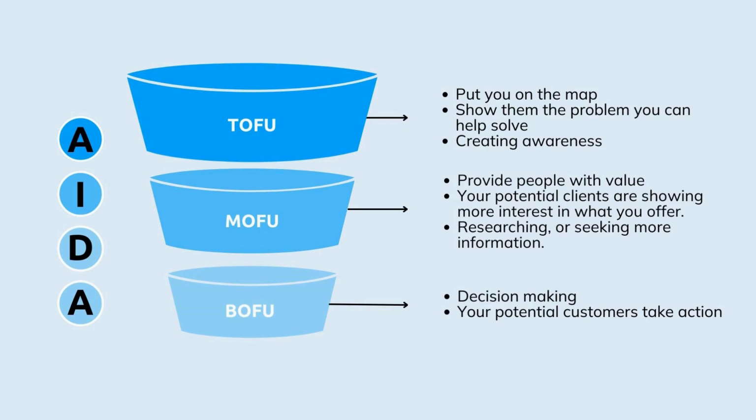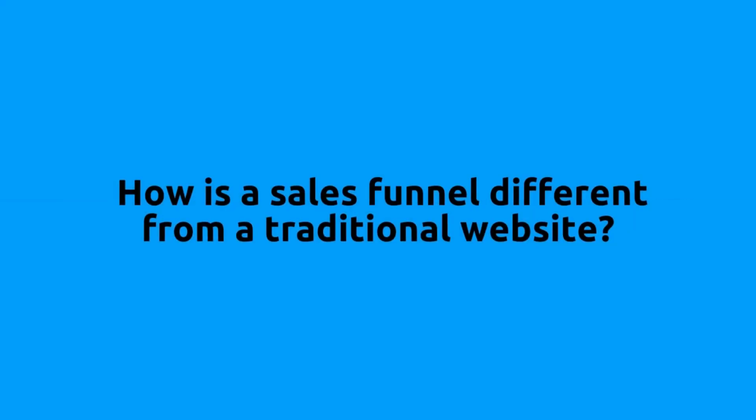Now, you might be wondering, how is a sales funnel different from a traditional website? This is a question that we get a lot. A traditional website typically offers a wide range of information, products, services all at once. So, visitors can explore various sections in no particular order. In contrast, a sales funnel is highly focused, so it gives visitors a specific journey with a clear objective. It is designed to minimize distractions and to lead your potential customers towards the final action.